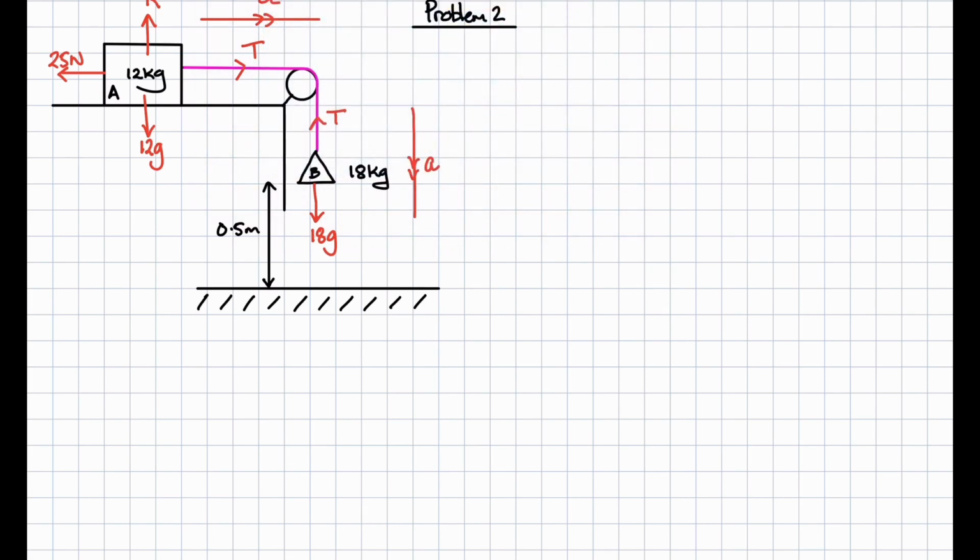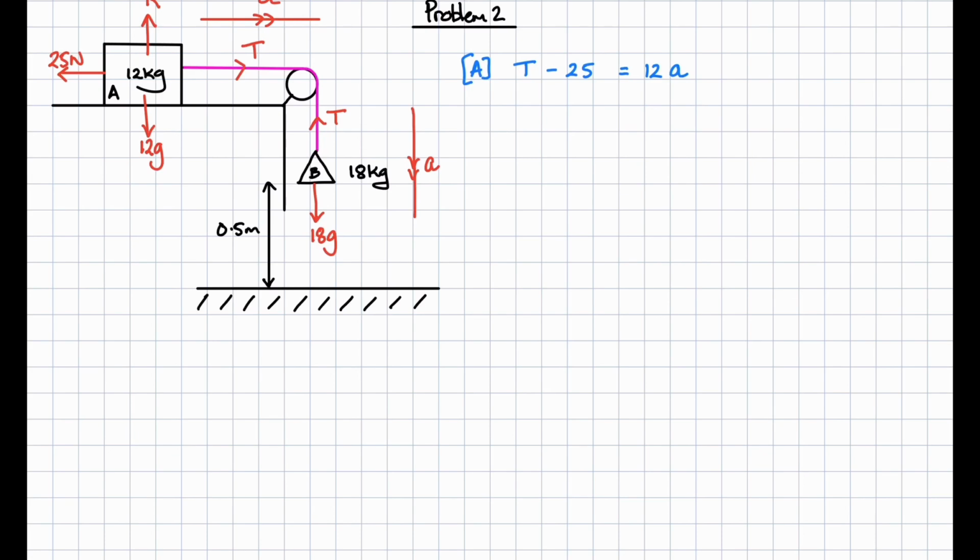For particle A, it's going to be moving towards the right. We've got tension moving towards the right, and a constant resistance force of 25 newtons acting in the opposite direction. Therefore the resultant force acting on particle A would be given by T minus 25, and that's going to be equal to the mass of particle A, which is 12, multiplied by the acceleration A.